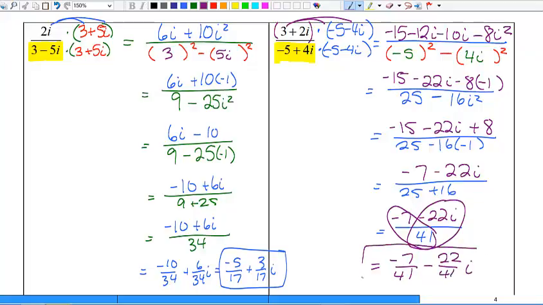If either of those fractions could reduce, you would definitely reduce them, but they can't, so I am done. This is now in a plus bi form, which is equivalent to our original problem, but written in a plus bi form as a complex number. So this concludes our lesson on complex numbers.